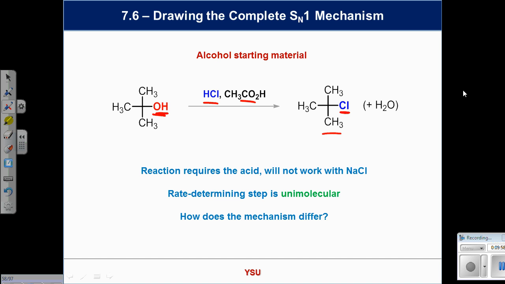Now, if you read the statements at the bottom, the reaction requires the acid. It won't work if you don't have the acid. You'll see why in a second. And the rate determining step is unimolecular. Okay? You can measure that easily by adding more nucleophile.